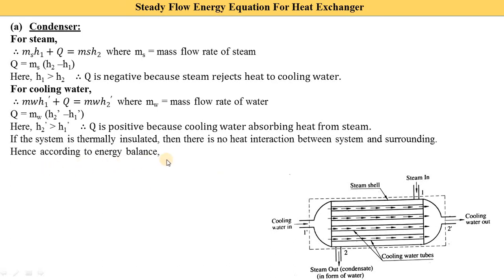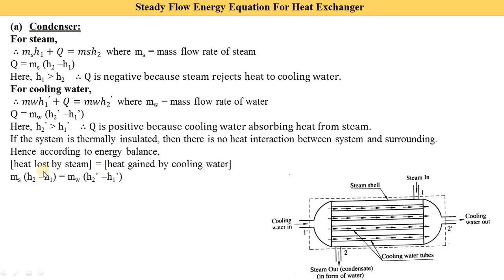Hence, according to the energy balance, heat lost by the steam is equal to heat gained by the cooling water. This means the heat lost by the steam is totally absorbed by the cooling water, because we consider that the heat exchanger is completely insulated. But suppose the heat exchanger is not completely insulated, then some amount of the heat energy is rejected to the atmosphere. But what we consider, it is thermally insulated. So heat lost by the steam is equal to heat gained by the cooling water.